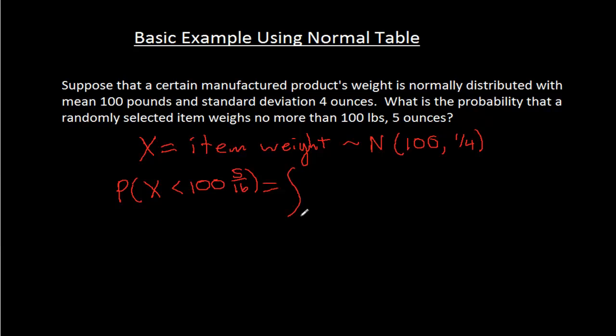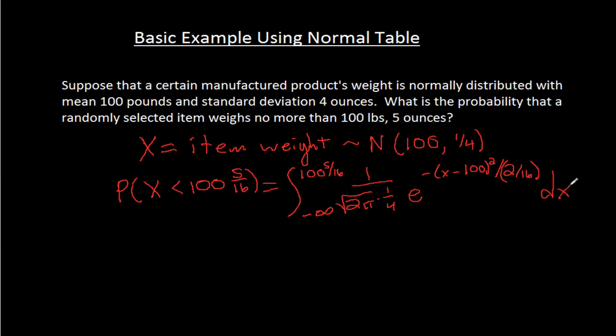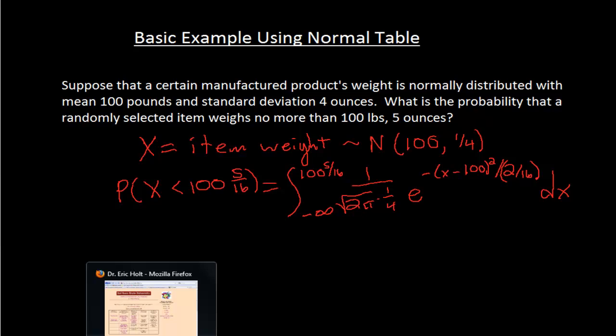Well, we know how to do this. It is the integral from negative infinity to 100 and 5/16 of the PDF, 1 over the square root of 2 pi times sigma, that's times 1/4, times e to the negative (x minus mu, which is 100) squared divided by 2 sigma squared. So that's 2 divided by 16, because 1/4 squared is 1/16, so that's why we divide by 16, and then dx. So this is what the integral would look like, and I can do this using Wolfram Alpha.